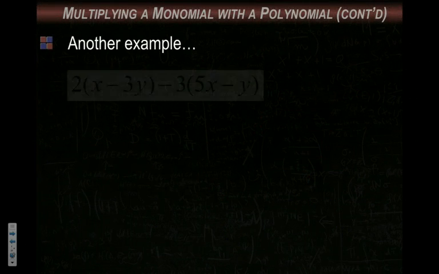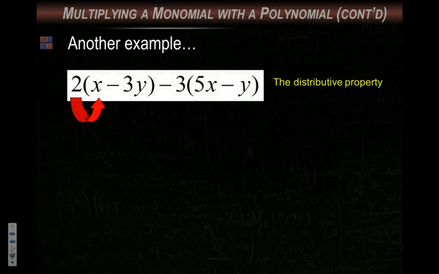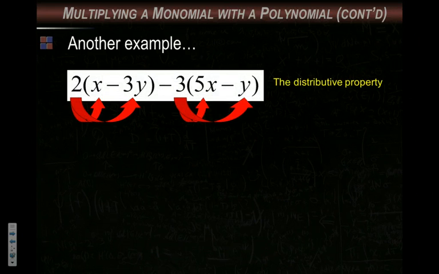Okay, let's do a couple more examples. Okay, here's one. Now this one is a little bit simpler, but here you can see distribution happening, or the distributive property. So 2 times x and 2 times negative 3y. And then negative 3 times 5x, negative 3 times negative y. So start to think about what the answers are going to be.